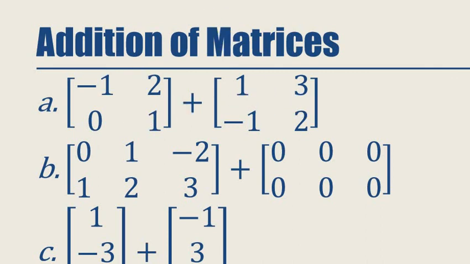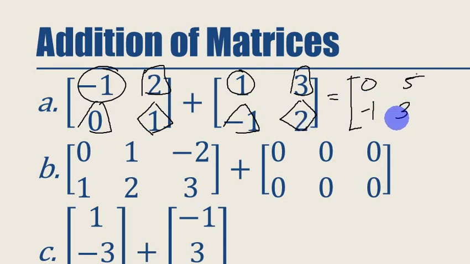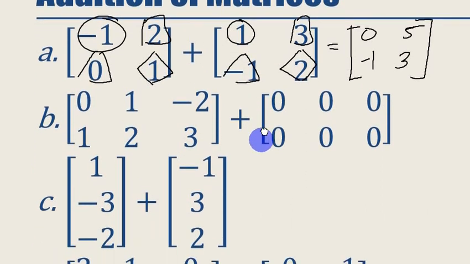According to the definition, their sum would be a matrix formed by adding each of the corresponding entries. So, if we're going to have 1 plus negative 1, that would be 0. 2 plus 3 would be 5. 0 plus negative 1 would be negative 1. And 1 plus 2 would be 3. So therefore, the sum of these two matrices would be the matrix with the entries 0, 5, negative 1, and 3. Now, it's your turn.